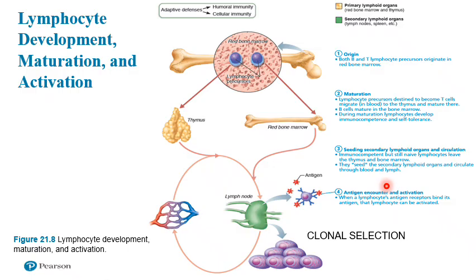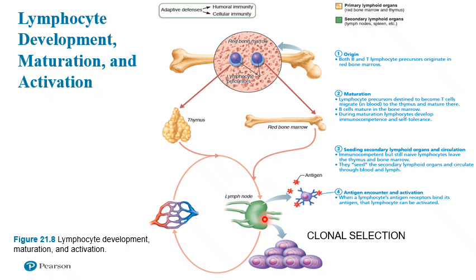When do they go out? Do they stay there? Or do they go somewhere after they develop? No, they don't stay there. They go outside and seed secondary lymphoid organs and go into circulation. They're immunocompetent, but still naive because they have not been presented any antigen. When they leave the bone marrow and the thymus, they seed the secondary lymphoid organs and circulate through the blood and the lymph. So once they are already, let's say there's actually a diagram here of the lymph.